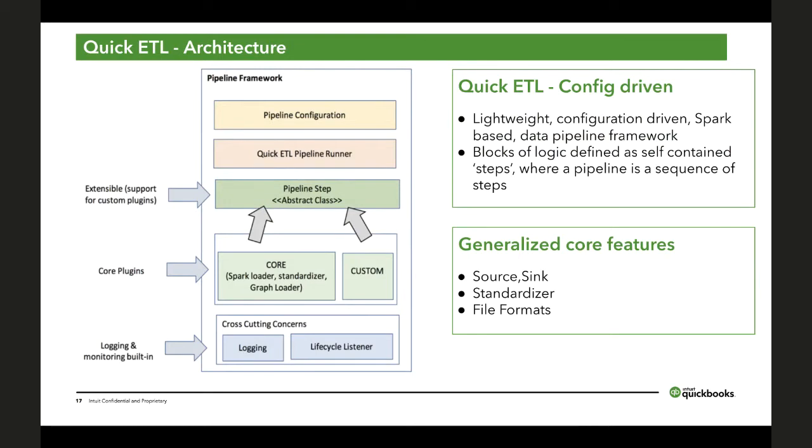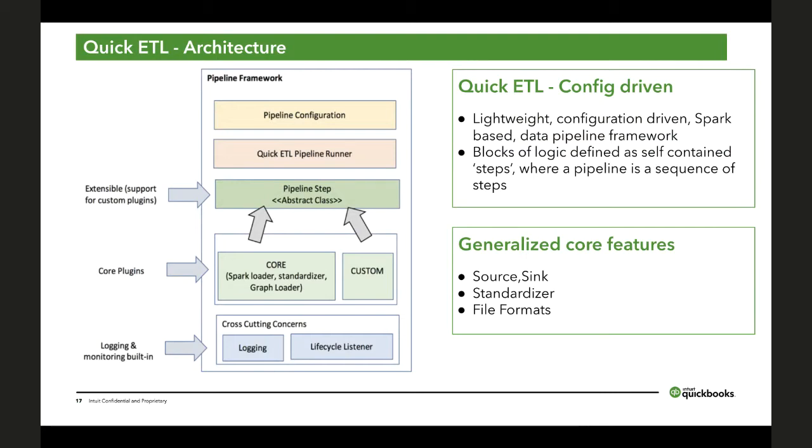If you see here, there is an abstract pipeline step. Using that, the framework also provides common steps, like reading from S3, writing to S3, and standardizers, like email standardizer, phone standardizer, etc., and graph loader, Elasticsearch loader. These are the common steps we already implemented. But as a user, you can still extend this pipeline step and write many other custom steps.